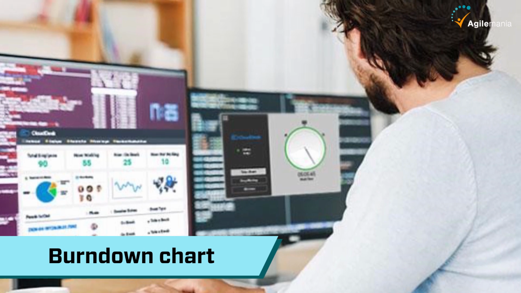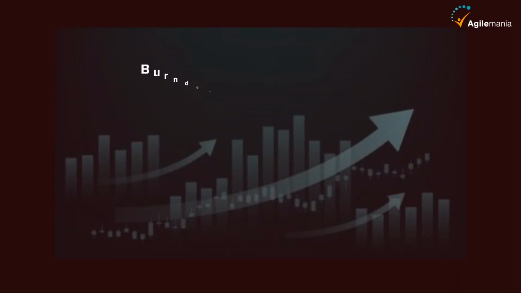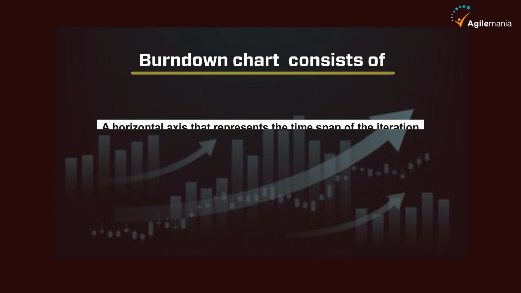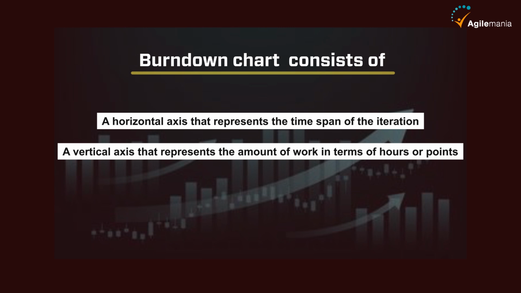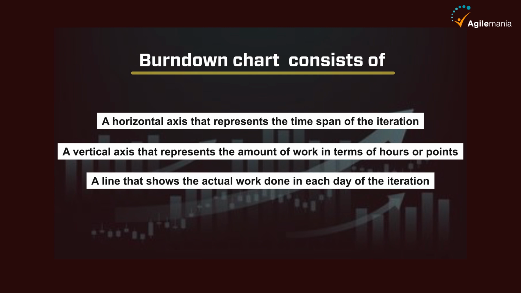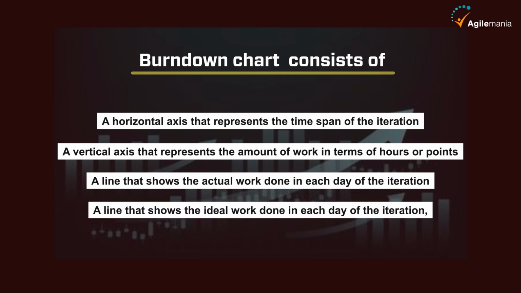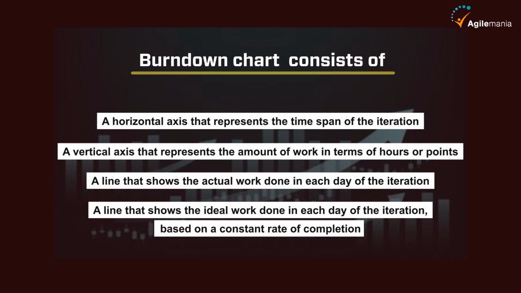A Burndown Chart typically consists of a horizontal axis that represents the time span of the iteration, a vertical axis that represents the amount of work in terms of hours or points, a line that shows the actual work done in each day of the iteration, and a line that shows the ideal work done in each day of the iteration, based on a constant rate of completion.